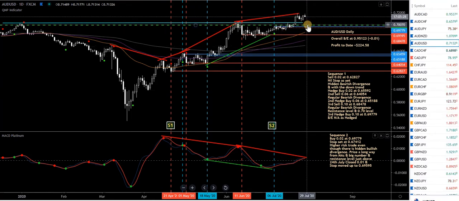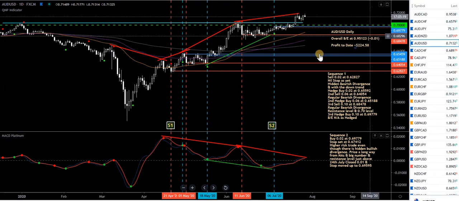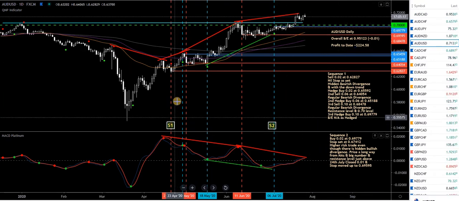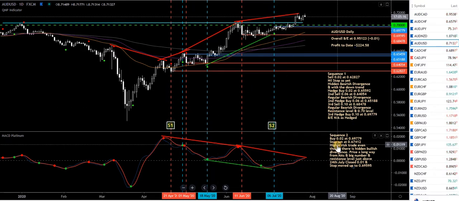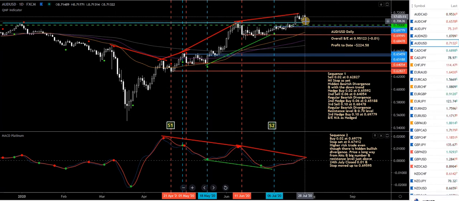This green dash line is a big number. Sometimes they're important. In this case, it's the 0.7000 level. So sequence 1 is hedged. Sequence 2 is a standalone buy trade. Stop is in play, it's just below the entry. Can't lose on that one, so that's all right.